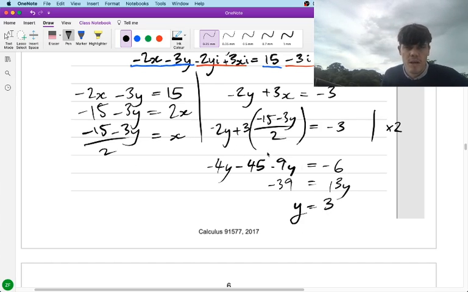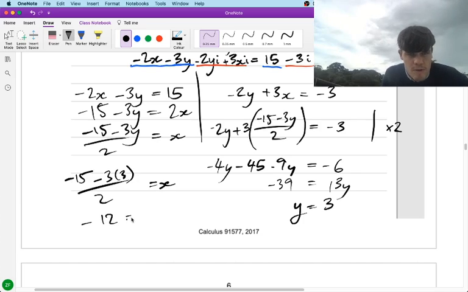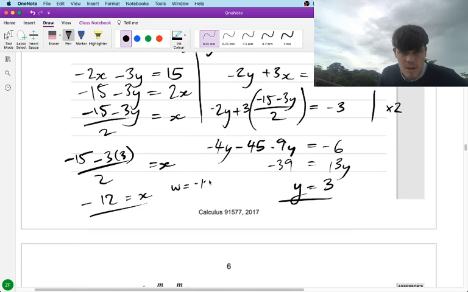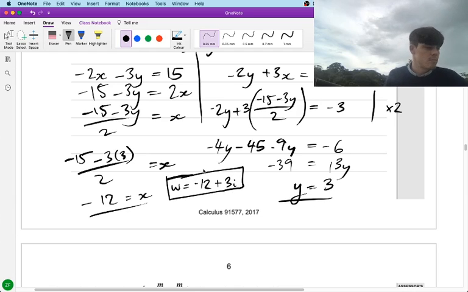Once I know that y equals 3, I can substitute into this one. Negative 15 minus 3 times 3 over 2 equals x. And then that becomes negative 24 over 2, negative 12 equals x. That's x, that's y. So therefore w equals, how do we define it? We defined it as x plus iy. So it becomes negative 12 plus 3i. Maybe do that for your marker. Let's double check that I got that right. It's not what my page says. Seems right to me. Okay, cool.